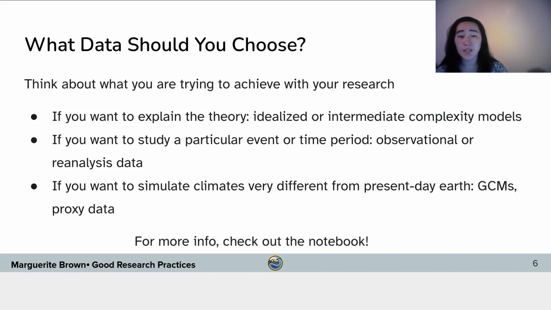If you want to simulate climates with very different features from present-day Earth, GCMs might be helpful, but also you can look to proxy data for some insight. For more information about choosing a data type, check out the notebook. We've included some additional resources for you there.